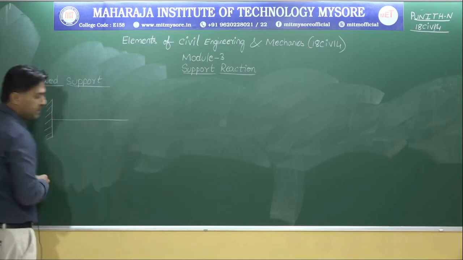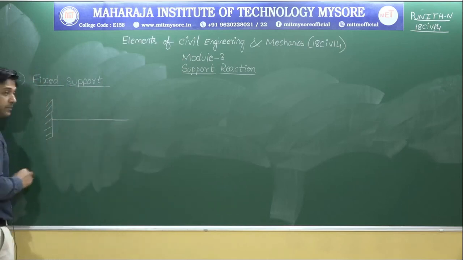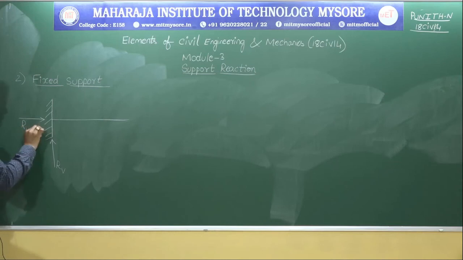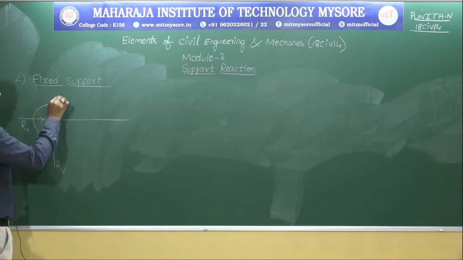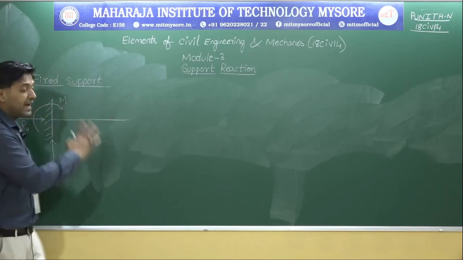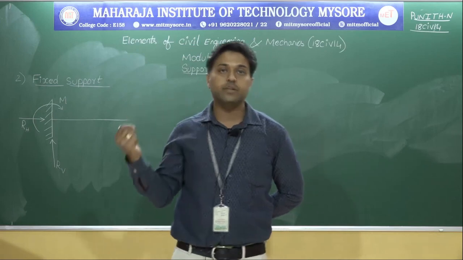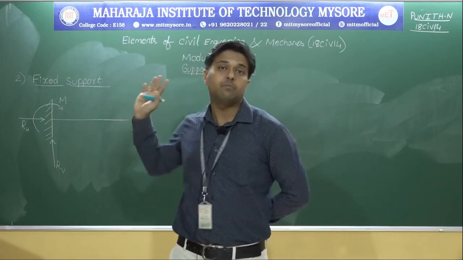Okay, there will be a beam. Here, what will happen? There will be three reactions: a reaction in the vertical direction, a reaction in the horizontal direction, and a moment. So totally how many reactions? Three reactions. Please remember while solving the problem, this is very important.